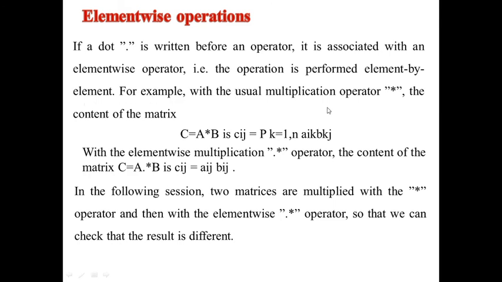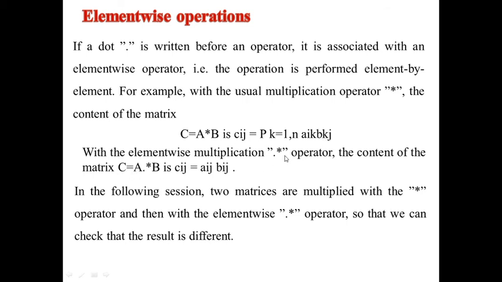For example, with the usual multiplication operator, the content of the matrix, you see C equal to A into B, which is Cij equal to the sum over k equal to 1 to N of Aik Bkj. What is the meaning? You are multiplying A and B. So C equal to A into B. And k equal to 1 to N, k is nothing but the range of the values 1 to N. So the B matrix value will also be 1 to K.